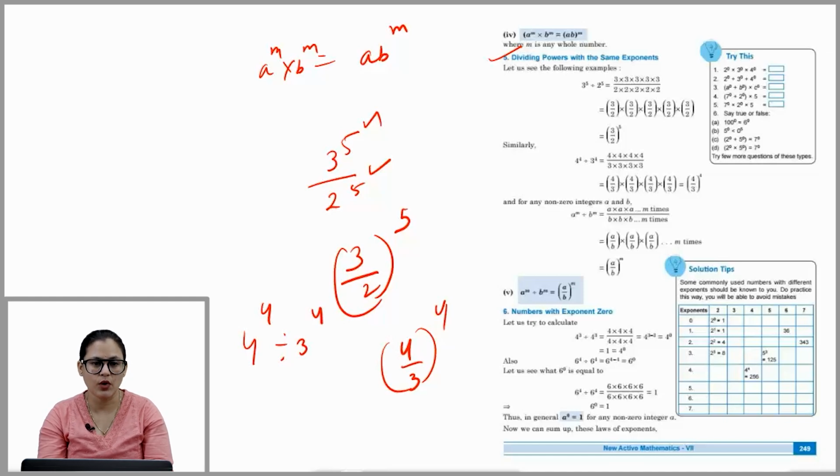Okay. So for any non-zero integers a and b, a raised to the power m divided by b raised to the power m is equal to what? (a by b) raised to the power m. Okay. So this is the formula.